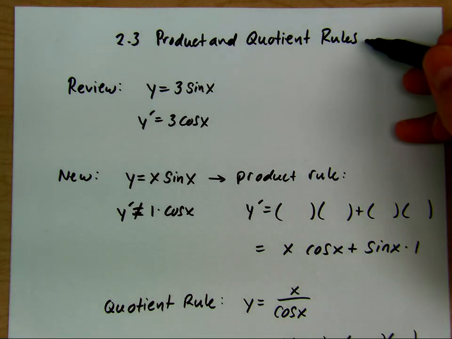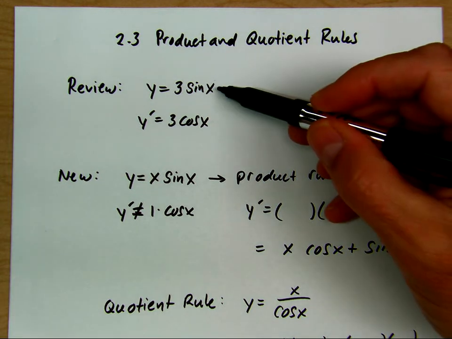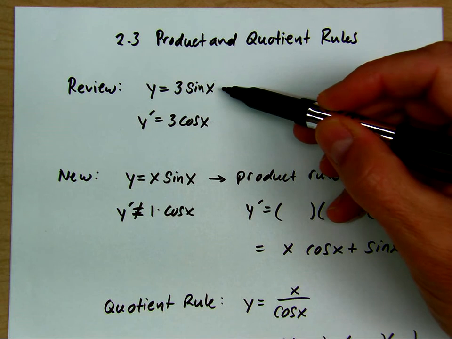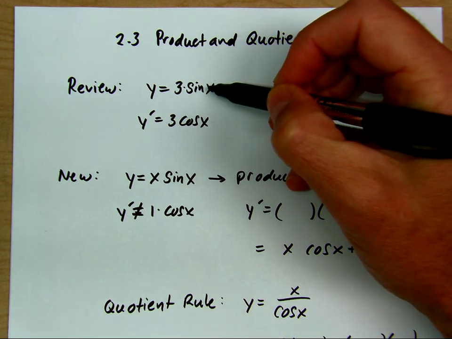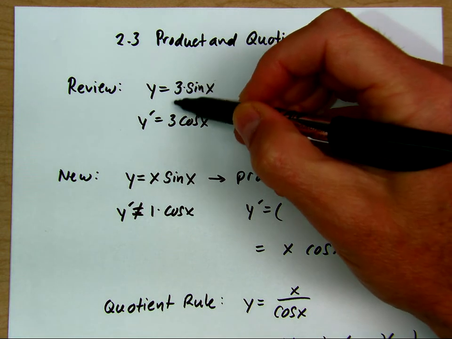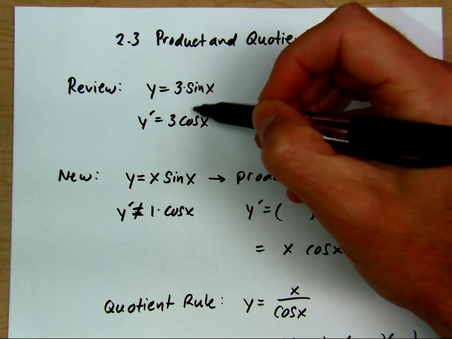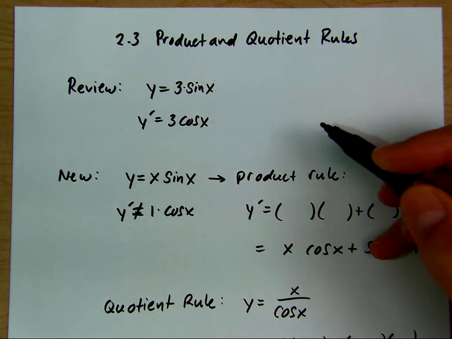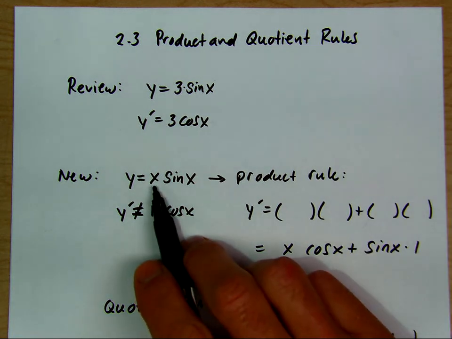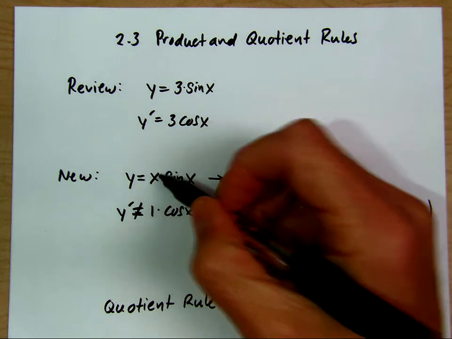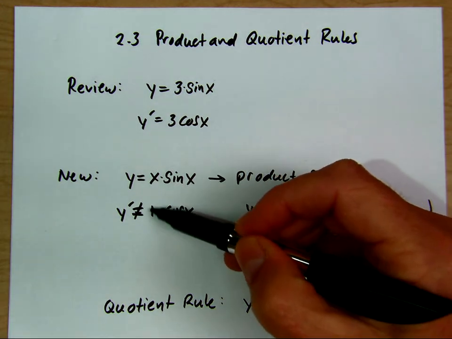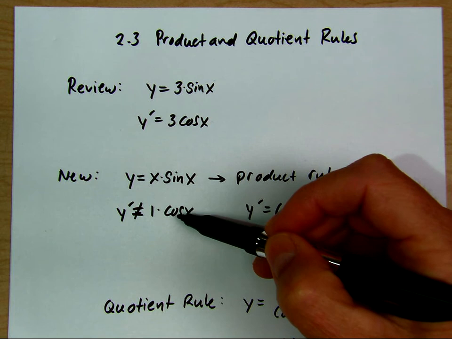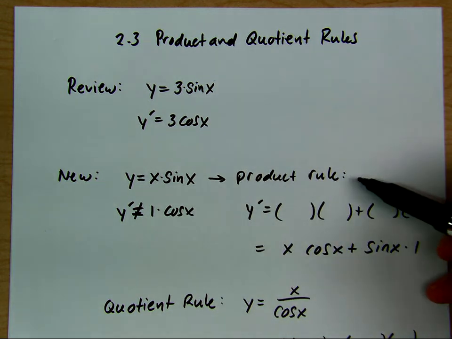So let's go over the product and quotient rules. When we have this function, it's a constant times a function, and we can just copy the 3 and take the derivative of sine. But if this is not a constant and it's a product, we want to make sure that we don't just do the derivative of x and the derivative of sine. We have to use the product rule.